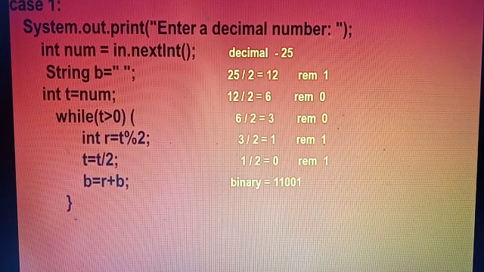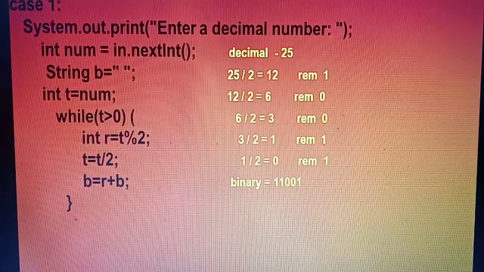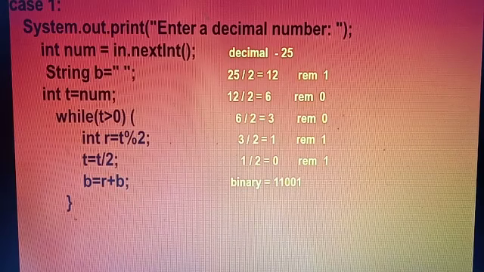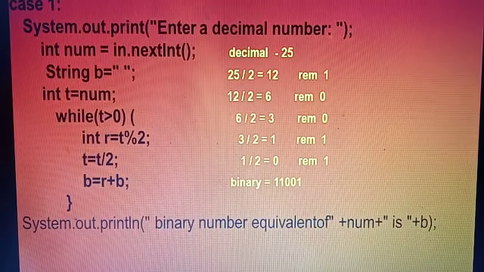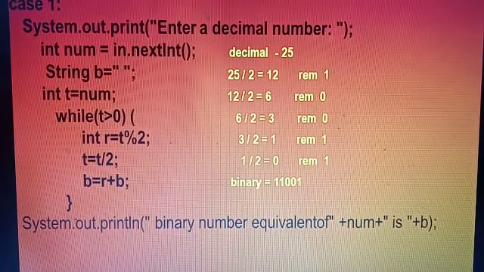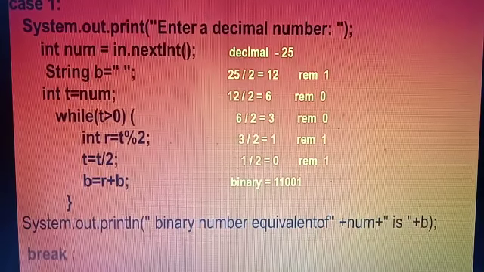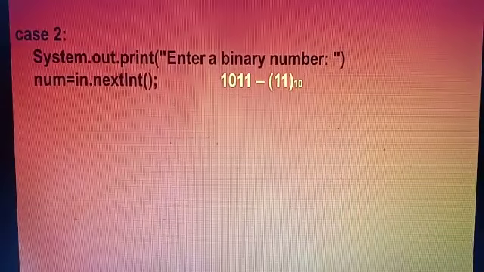Now you have to add binary. How will you add the binary? b = r + b. Then close the curly bracket. Then System.out.print("Binary number equivalent" + b). Then break. Now come to case 2.